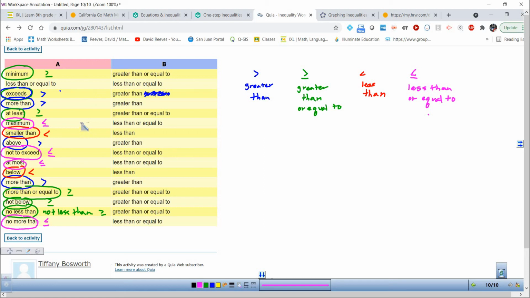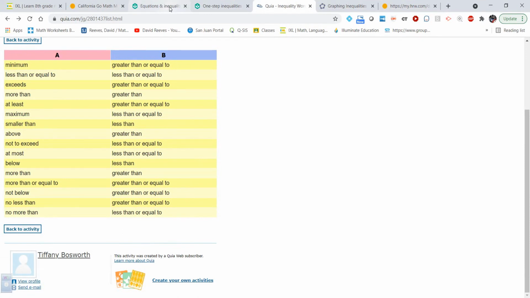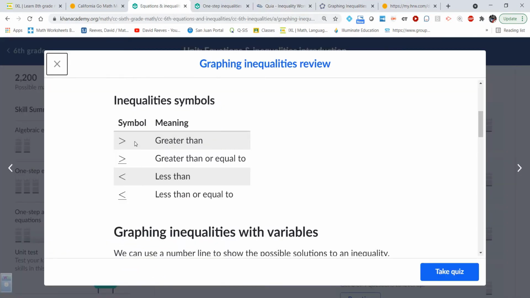Okay, so these are some good phrases that it would be good for you to know and recognize because you're going to see them in words when you're asked to write inequalities. So familiarize yourself with these terms. All right. Okay, so let's go back to where we were here. So there are those symbols: greater than or equal to, less than or equal to.